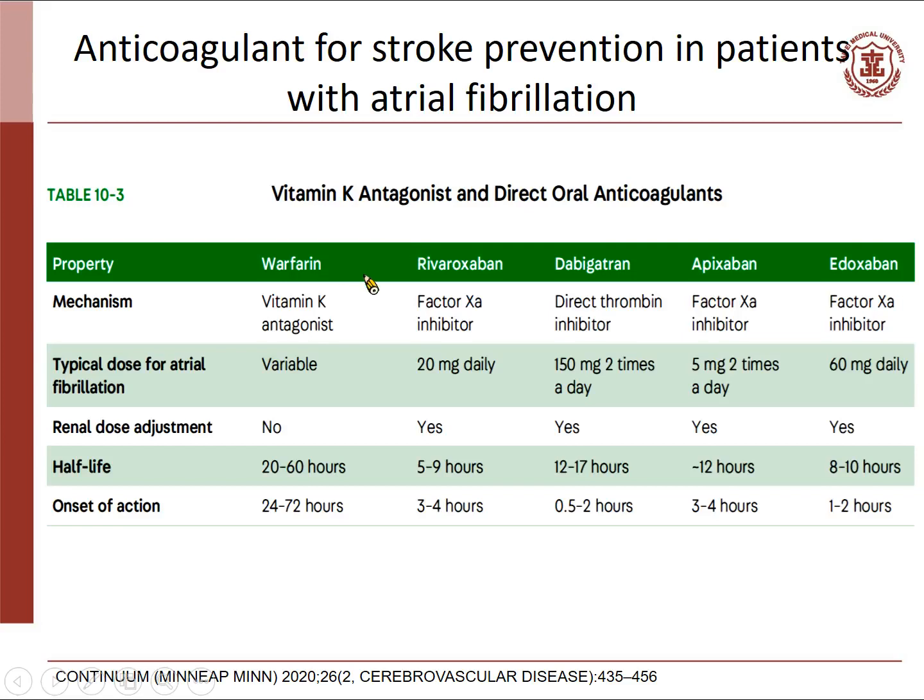So nowadays, we have several direct oral anticoagulants. For example, dabigatran is a factor 2 inhibitor. Rivaroxaban, apixaban, and edoxaban are factor 10A inhibitors. Those are effective in reducing the stroke risk in patients with atrial fibrillation compared with warfarin, and with less hemorrhage complications.